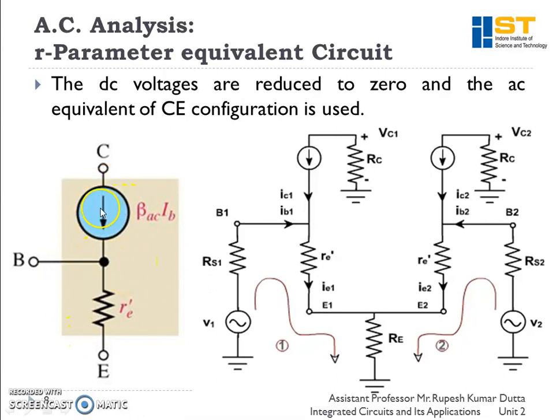That means wherever there is a transistor circuit, we have to replace that transistor circuit with this circuit. We have to use a current source, that is beta AC IB, or we can say this is the IC current, and this is the equivalent resistance at the emitter, so it is r'E. So we have got the r parameter equivalent circuit of the differential amplifier, where VCC is grounded and transistors are replaced with their r parameter equivalent circuit.